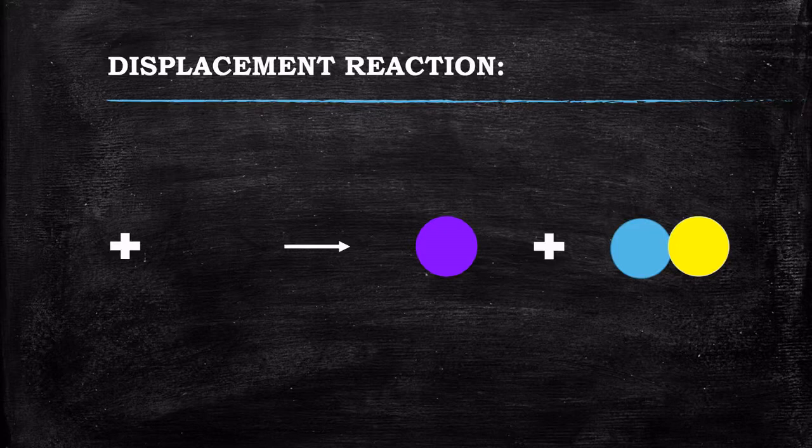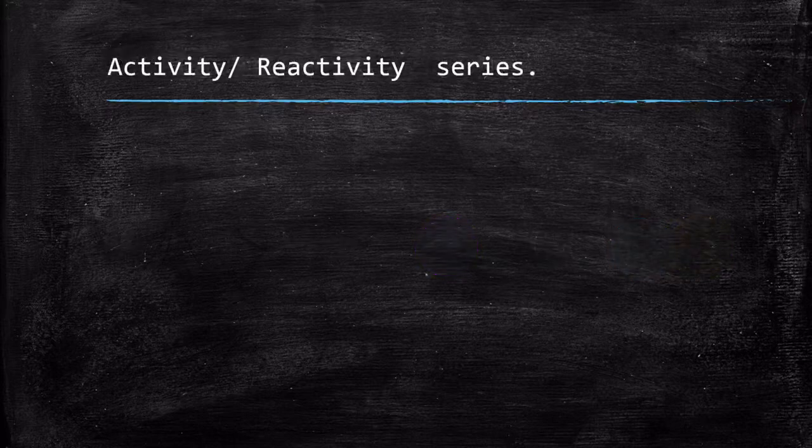So what does it mean? It means that the blue one is more reactive than the violet one and it replaces the violet one easily. Okay, so how do we know which element is more reactive and which one is less reactive? We can actually do that with the help of the reactivity series.